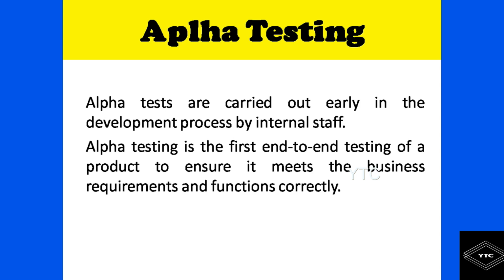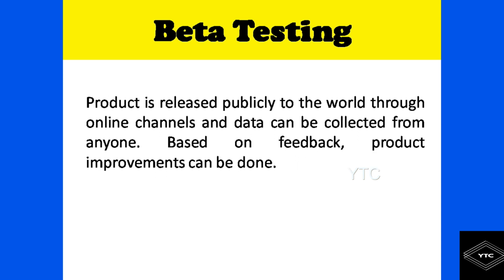Alpha testing. Alpha tests are carried out early in the development process by internal staff. Alpha testing is the first end-to-end testing of a product to ensure it meets the business requirements and functions correctly. Beta testing. The product is released publicly to the world through online channels and data can be collected from anyone. Based on feedback, product improvements can be done.